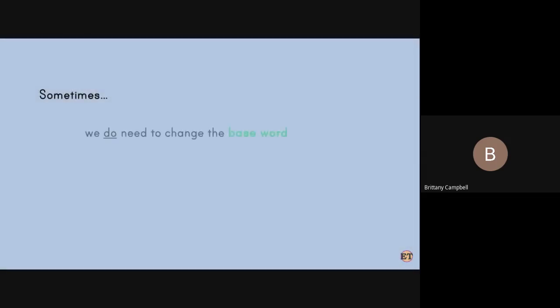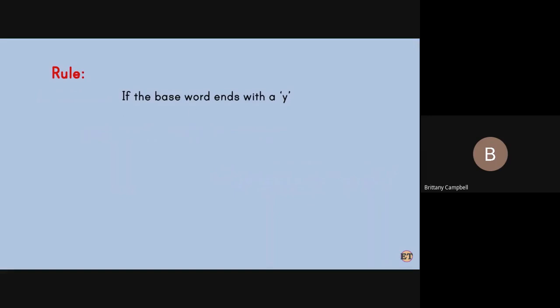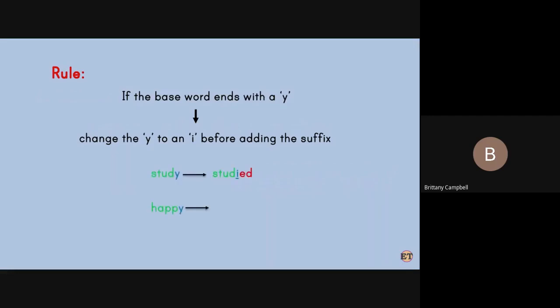But sometimes we do need to change the base word. If a word ends in Y, it often needs to be changed before adding a suffix. The good news is there is a rule we can follow that holds true in most situations. When the base word ends with a Y, we must change it to an I before adding the suffix. For example, study, studied, happy, happier, crazy, craziest.